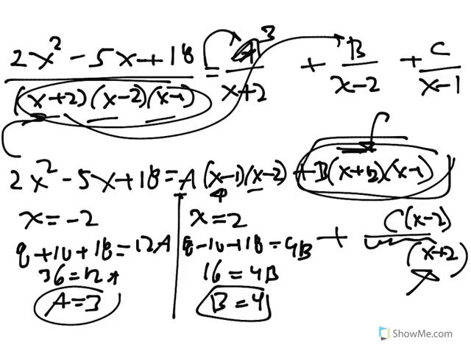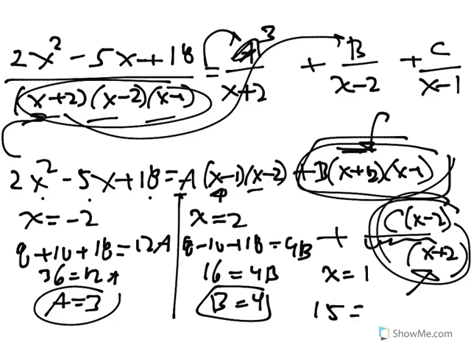And then finally, to keep the c term, I'm going to plug 1 in as a convenient value, and I'll get 2 minus 5 is negative 3 plus 18 is 15. And putting 1 in for the, sorry, I'm keeping the c term. C times x minus 2 times x plus 2. 1 minus 2 is negative 1. 1 plus 2 is 3. So negative 3c, and c equals negative 5.